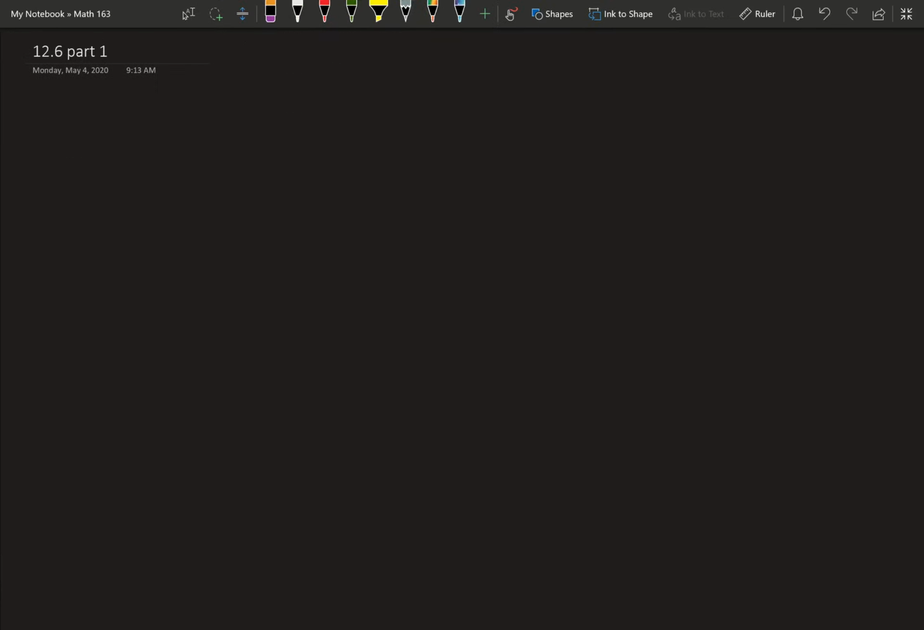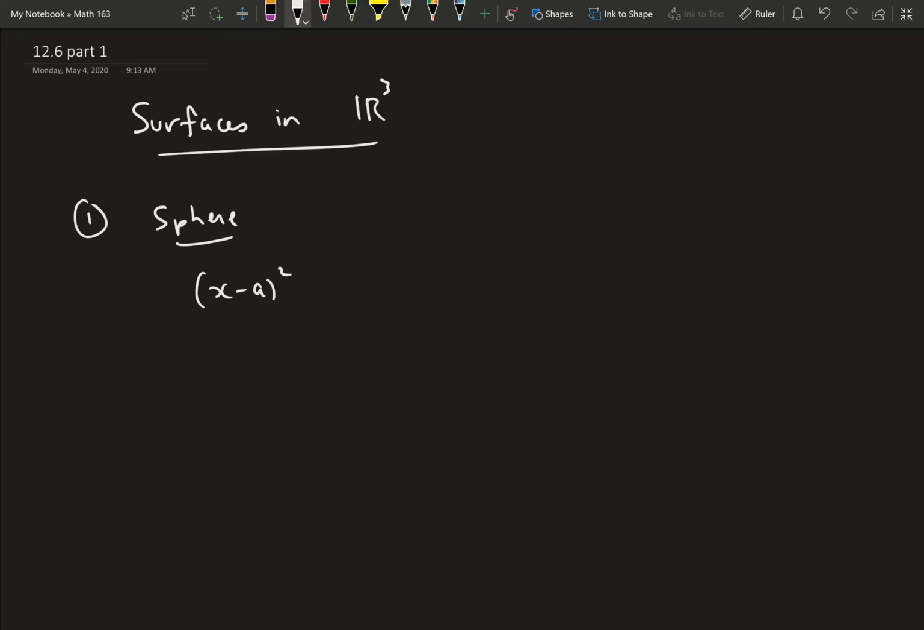Okay, we're going to start 12.6, which is all about surfaces in R3. We've already seen a couple of examples of this. One example is that of the sphere, or the surface of the sphere. And the general equation for that is the following, where our center of the sphere, in this case, is (a, b, c), and the radius is r.